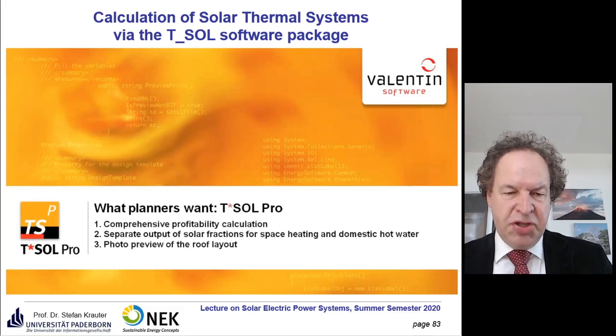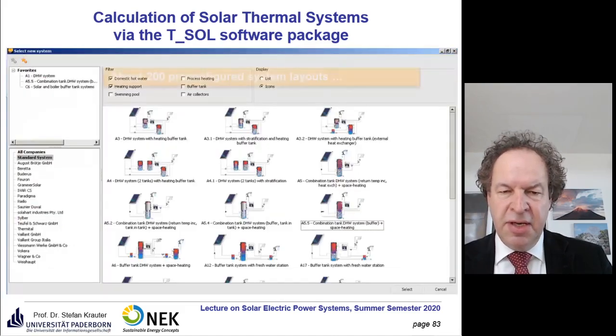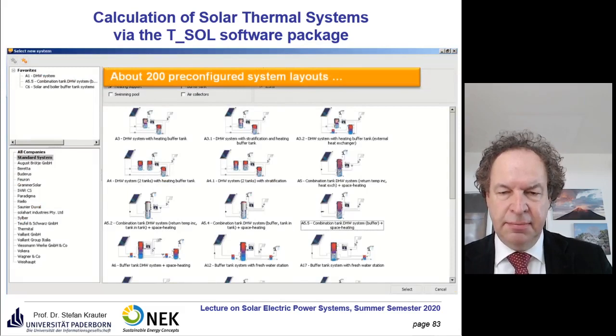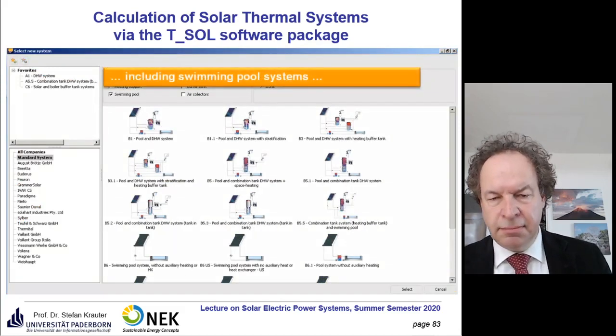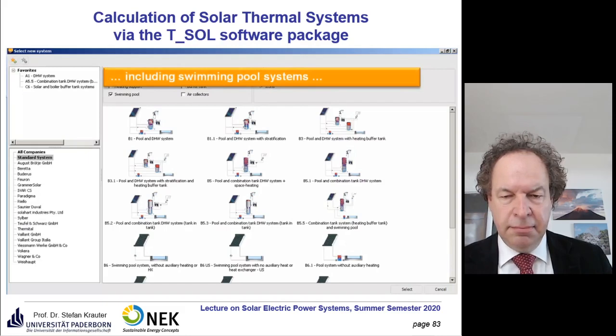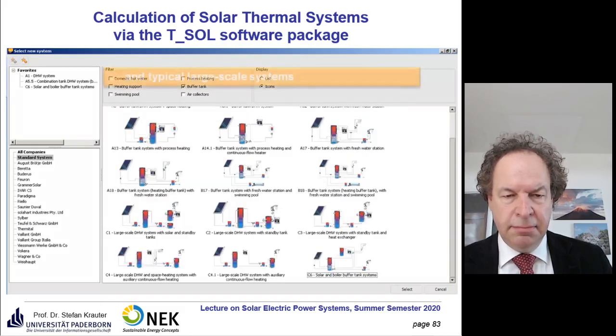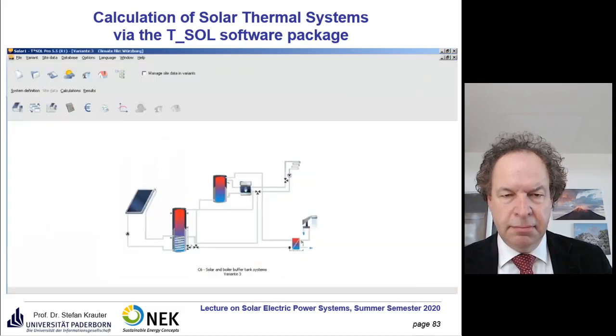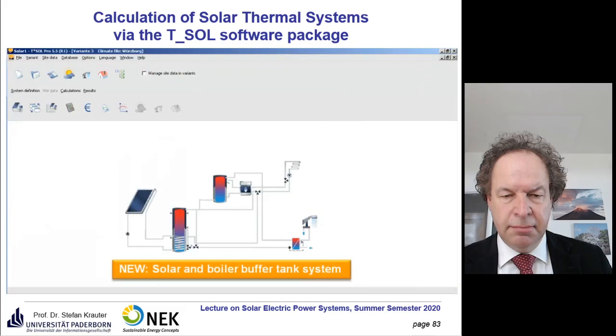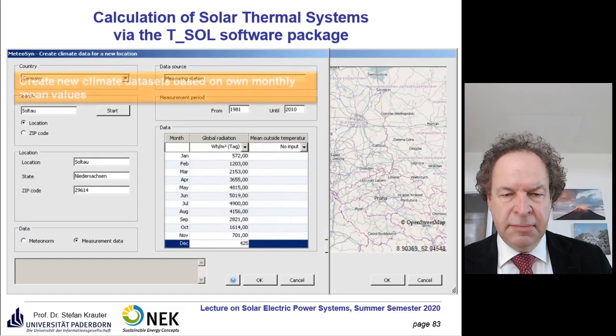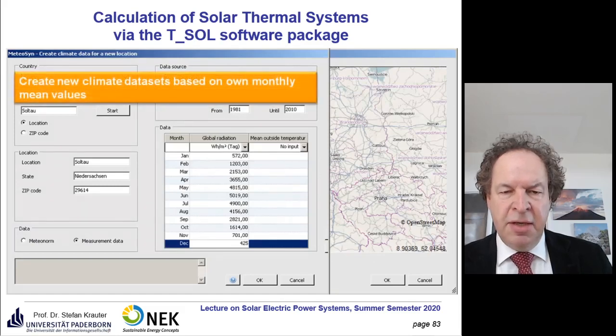So it shows again just this comprehensive profitability calculation, separate output of solar fraction. So you can compare different kinds of systems here as an example. You see different locations and the global irradiance at each day, for example, here.